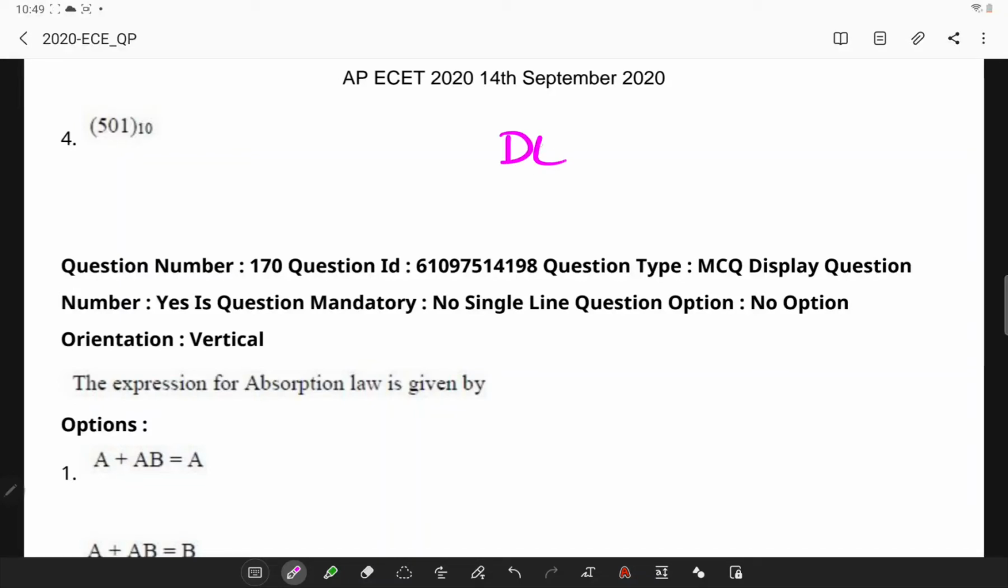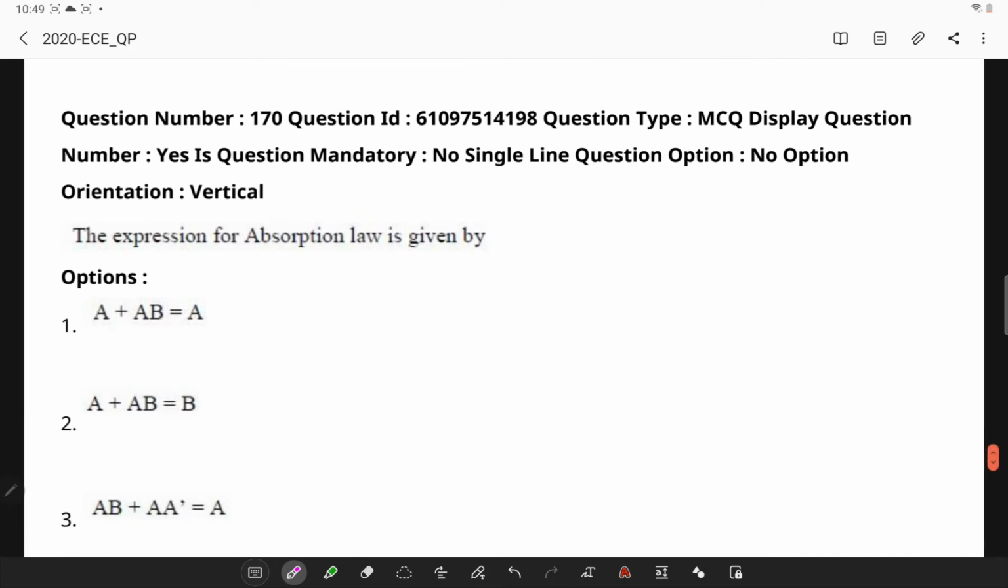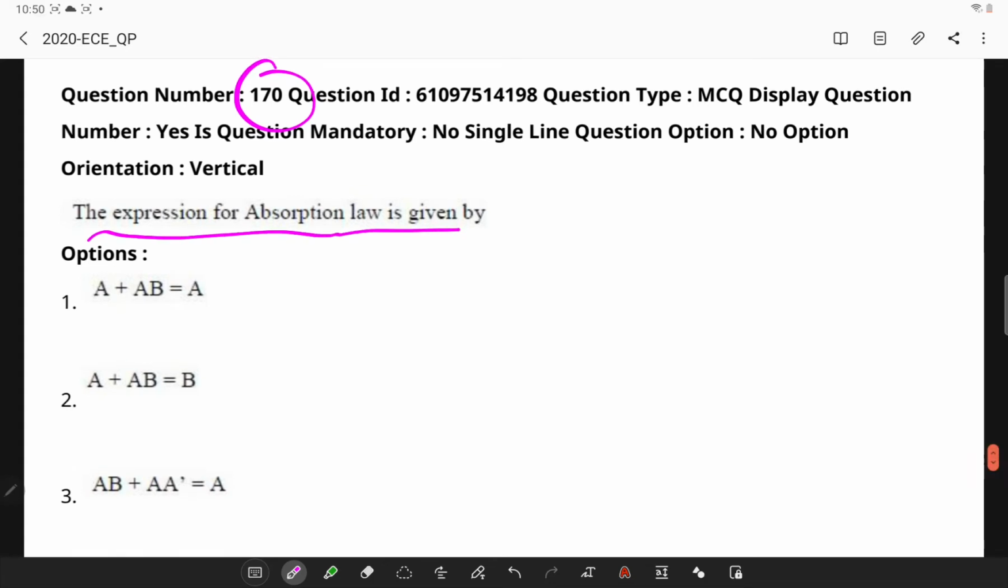Today let's solve the questions related to digital electronics in the AP ESET 2020 question paper. So let's go to question number 170. The expression for absorption law is given by, so remember absorption law is simply, if you take x common, it is x plus y, therefore the value is x.